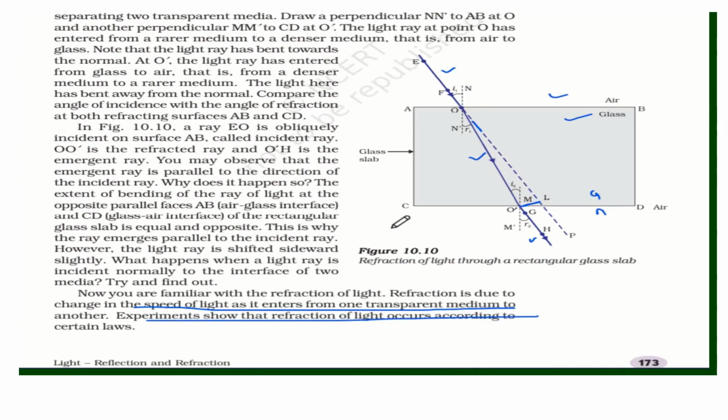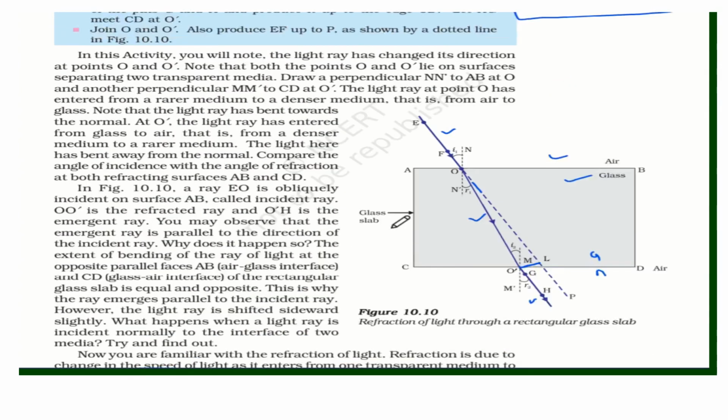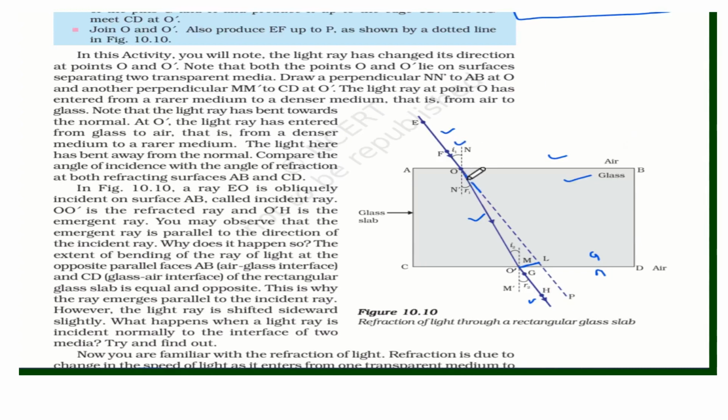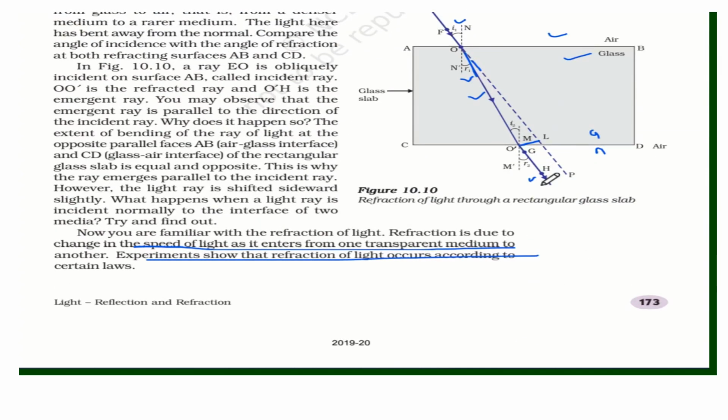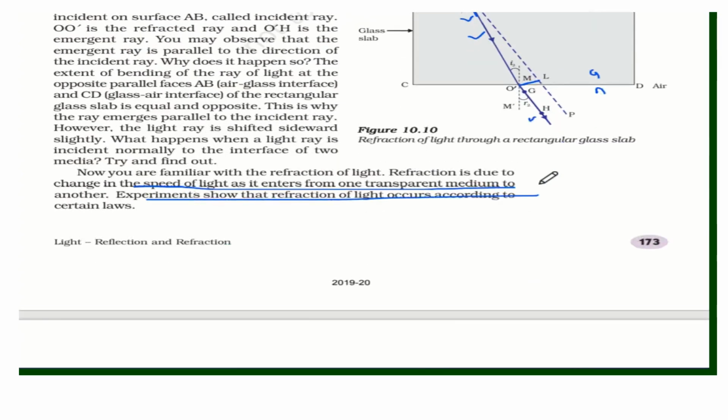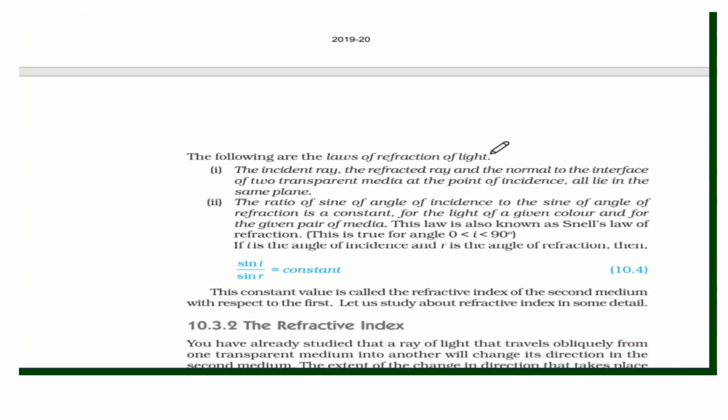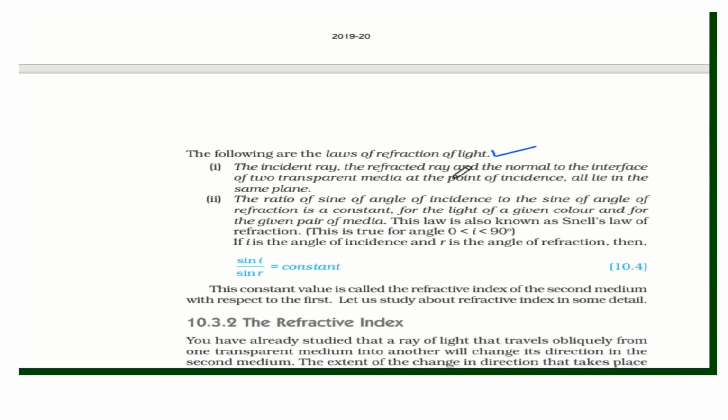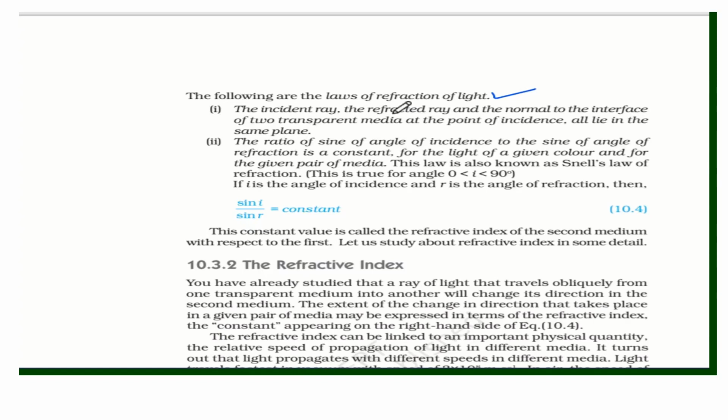Here you can see the incident ray. The angle which the incident ray makes with the normal is called angle of incidence, and the angle which the refracted ray makes with the normal is called angle of refraction. Now there are two laws of refraction of light: the incident ray, refracted ray, and the normal to the interface of two transparent media at the point of incidence all lie in the same plane.